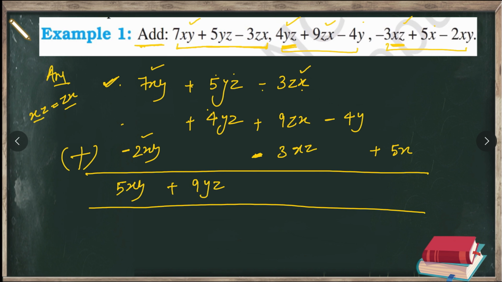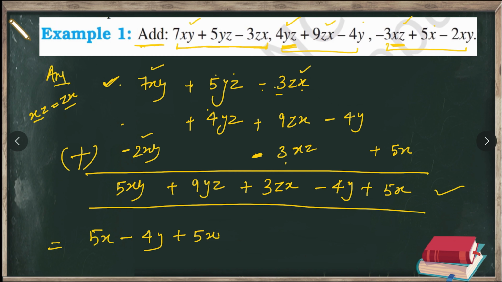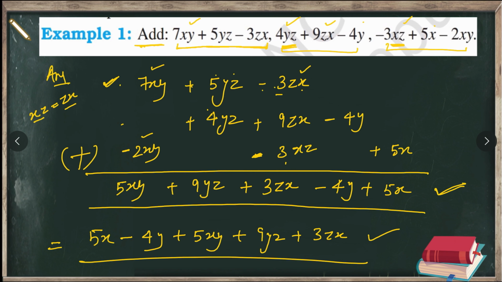Okay, so that's our answer. Or we can rearrange the terms in the order of decreasing number of variables, that is, first will be 5x, second will be minus 4y, third will be plus 5xy, then we have 9yz, then plus 3zx. This one is also correct, but we are just rearranging the terms. So that's our final answer. That's how we add the different terms.